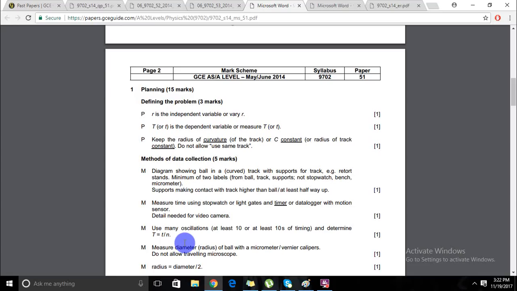And use many oscillations and determine capital T is equal to small t over N. Again, this is for the sake of experimental accuracy in determining the dependent variable. If any such possibility exists, you should measure it. And we have to measure the diameter or the radius of the ball with the micrometer or the vernier caliper. Again, you should know how we measure the independent variable. Radius is equal to diameter over 2, and this is kind of obvious.